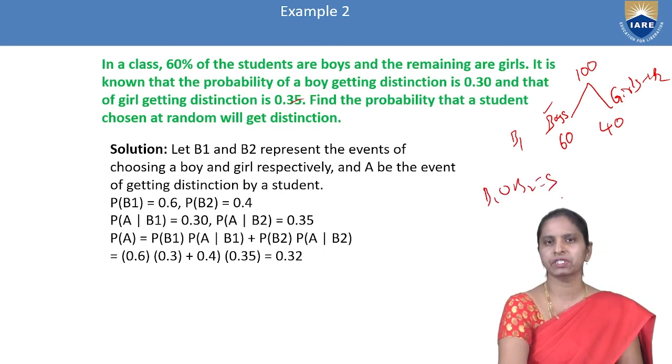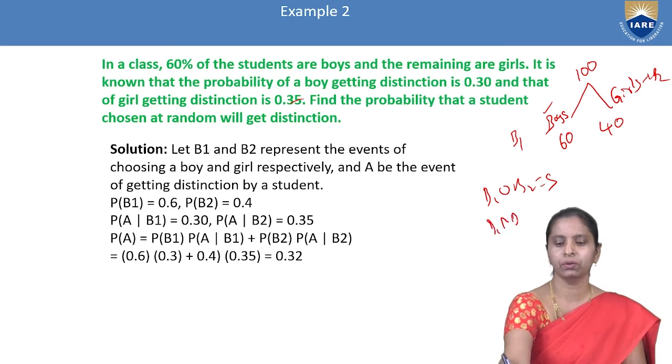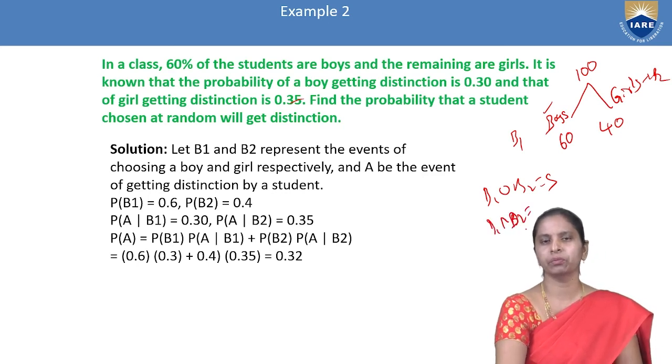What is the sample space here? Boy and girl is the sample space. B1 is selecting a boy student, and B2 is selecting a girl student. And what is B1 intersection B2? In order to use the total probability theorem, one more condition is that the events should be mutually exclusive. Here, B1 intersection B2 is phi, because if I select the boy student, there is no chance of selecting the girl student. Therefore, B1 and B2 are mutually exclusive events.